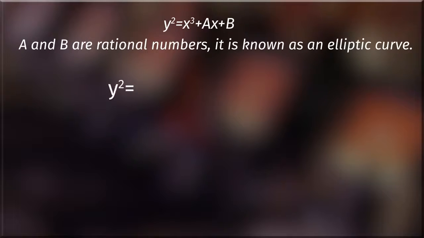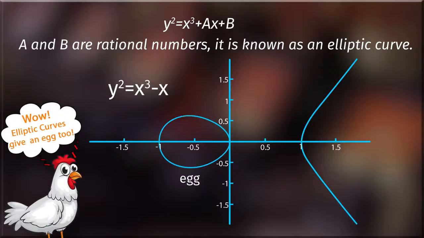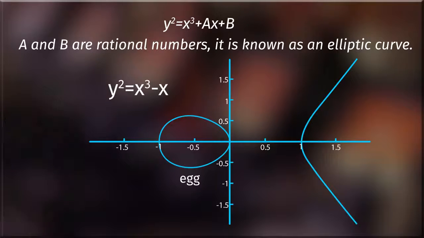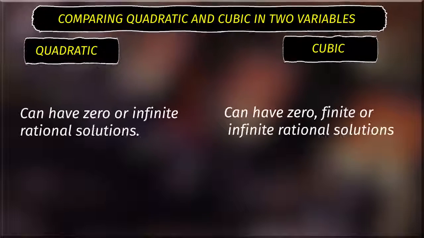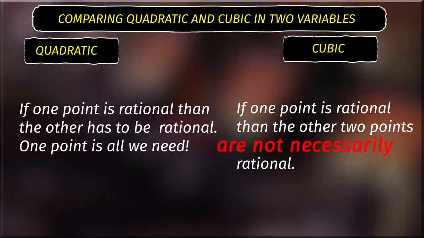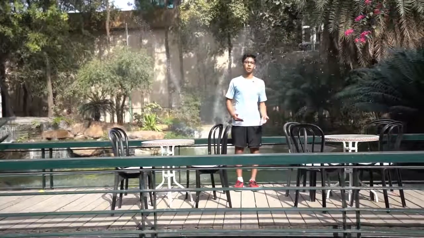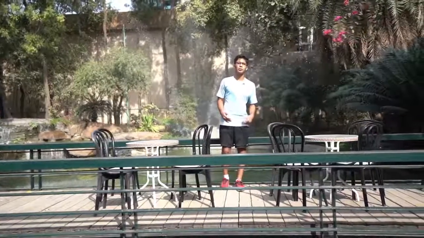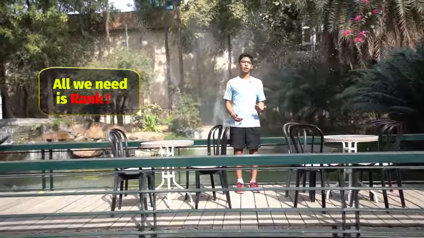How about equations of two variables in degree 3? They can be written as y squared is equal to x cubed plus ax plus b and is known as an elliptic curve. We have no general method to find all the rational solutions in cubic equations of two variables. Let's compare it to the quadratic case and understand why. Unlike the quadratic case, a cubic also has a finite number of solutions and 3 points of intersection. In the cubic case, we need 2 rational points to find the third rational point. This leads us to the crucial concept of rank of an elliptic curve. The rank of an elliptic curve tells us how many points we need to generate all the rational points on the curve. It is the key to determining all the rational solutions.